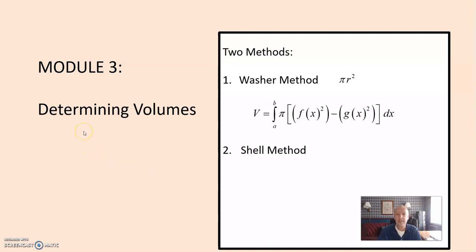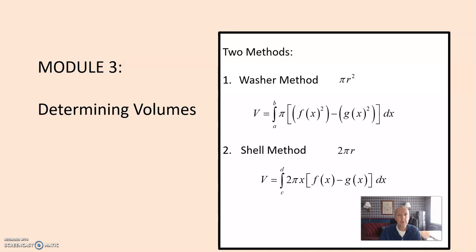The second method is the shell method, which doesn't look at the area of circles, but it looks at the circumference of circles. And remember, that is 2 times pi times r. So our formula for the shell method is given by the integral from our endpoints, this time labeled as c and d, of 2 times pi times x times the quantity of our outer circumference, f of x, minus our inner circumference, g of x, all with respect to x.